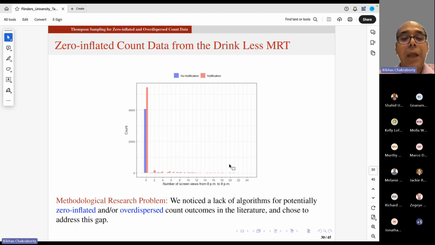And we noticed a lack of algorithm for potentially zero inflated and over dispersed count outcomes in the literature. So we wanted to address that gap methodologically. So far what I spoke about was an application of existing methodologies, but this is a bit more of methodology development.